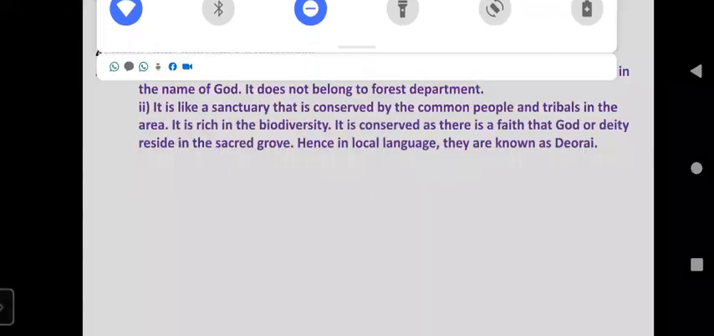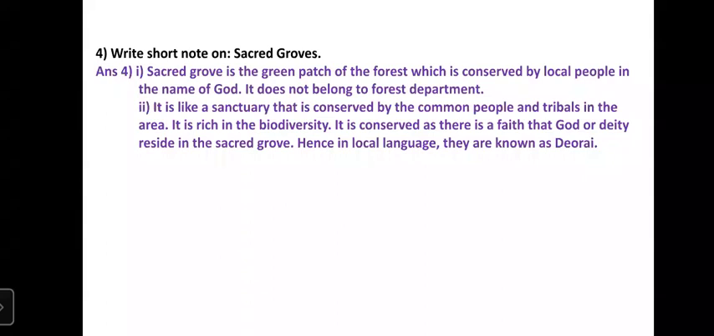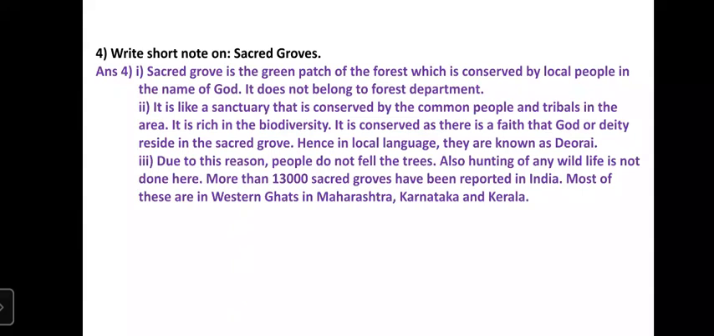Just wait a minute, students. It is like a sanctuary that is conserved by common people and tribals in the area. It is rich in biodiversity. It is conserved as there is faith that God or deity resides in the sacred grove. Hence, in the local language, they are known as Devrai. See the third point. Due to these reasons, people do not fell the trees. Also, hunting of any wildlife is not done here. More than 13,000 sacred groves have been reported in India. Most of these are in the Western Ghats in Maharashtra, Karnataka, and Kerala.